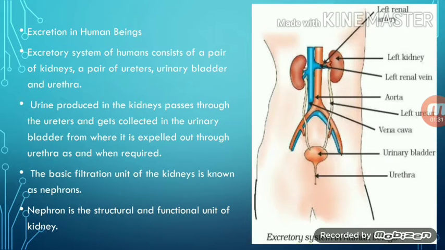The basic filtration unit of the kidney is known as the nephron. The nephron is the structural and functional unit of the kidney. Remember, what is the structural and functional unit of the kidney? That is the nephron, which helps in filtration. The nephron is present inside the kidney, and there are millions of nephrons inside our kidney which help in filtration.